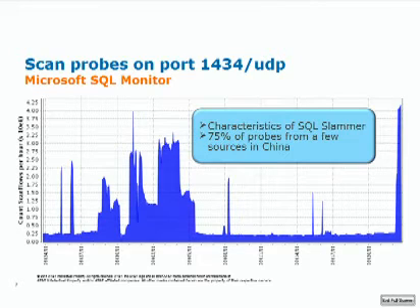One of the characteristics of this particular worm was that it was very efficient in terms of being able to propagate. It was a 404-byte packet, and these, in fact, do show those characteristics. That was the entire payload that had enough executable code to infect the database and cause it to propagate further. And I should point out that about 75% of the probes associated with this come from just a few source addresses in China.